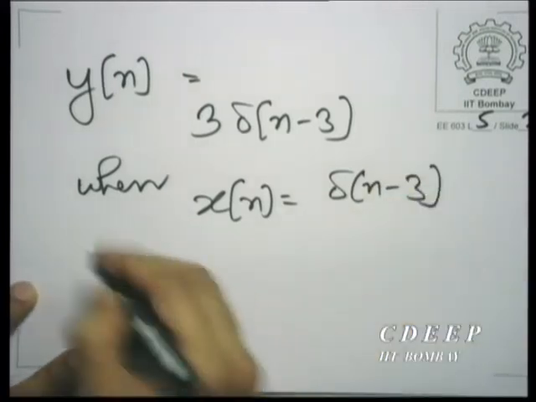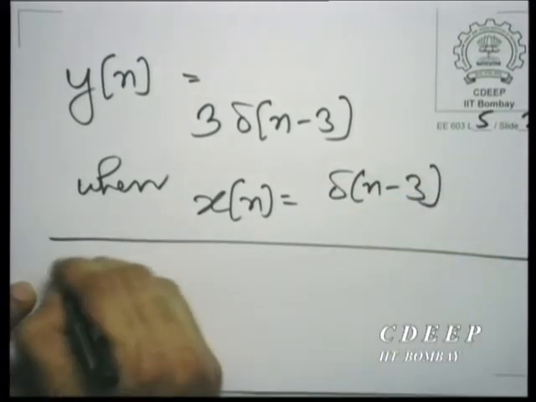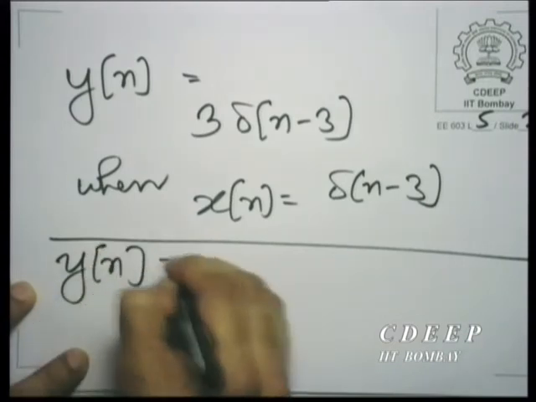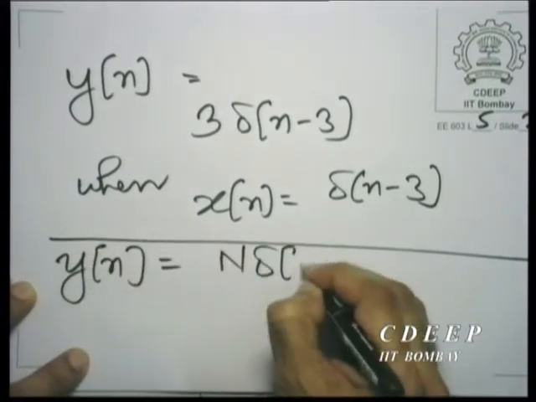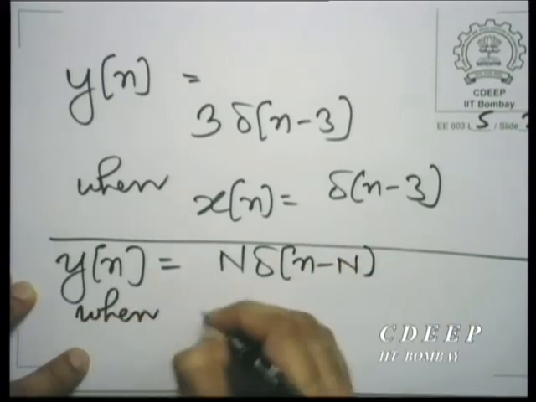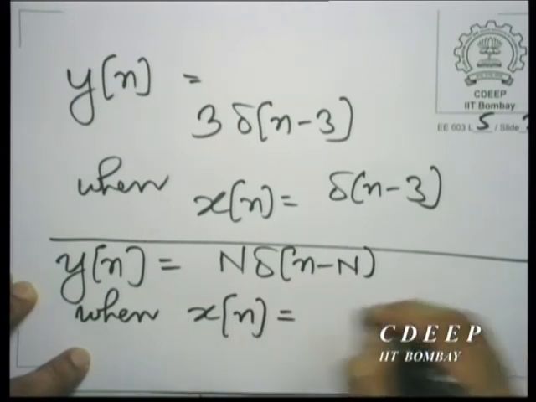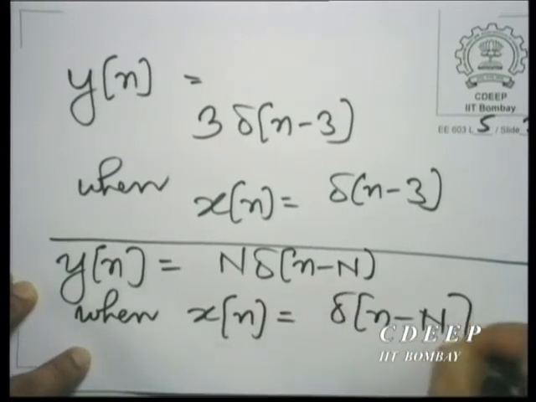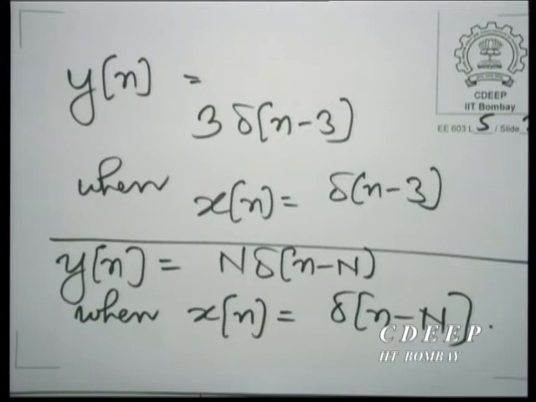In fact, we can generalize this. In general, y[n] is equal to capital N times delta n minus capital N whenever x[n] is delta n minus capital N, for any integer N. And obviously, this system is not shift invariant. If it were shift invariant, then I should have got the output 0 here too, but I do not.